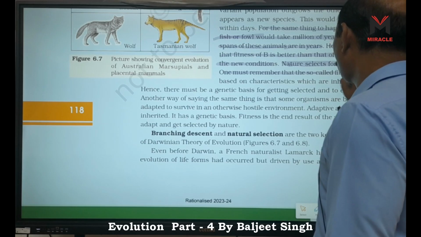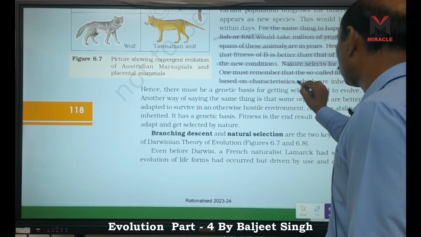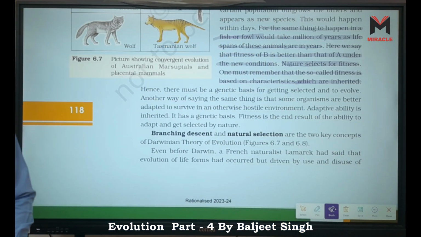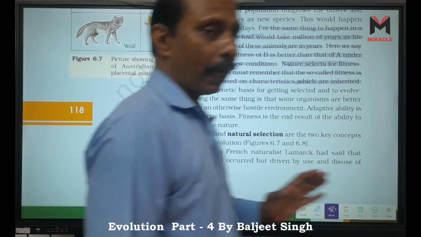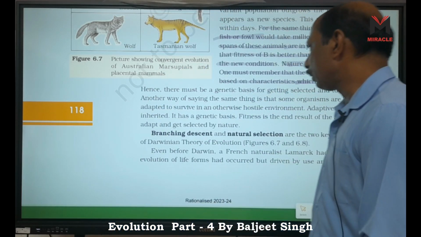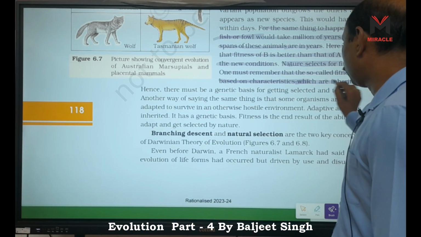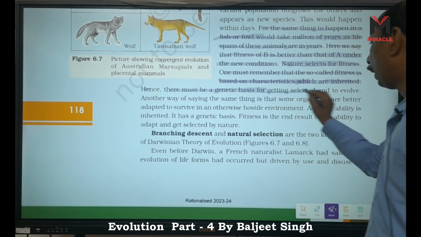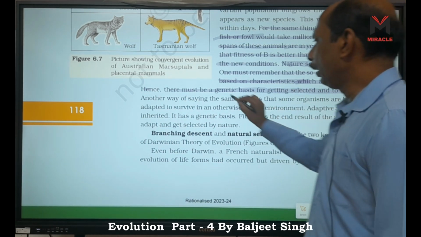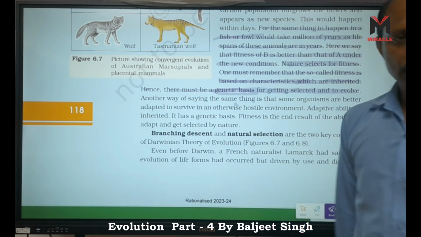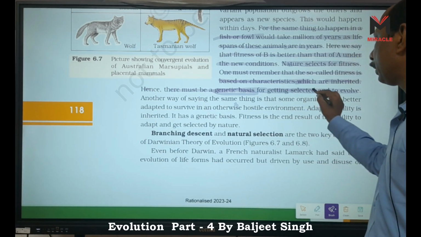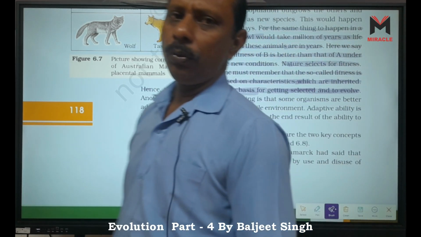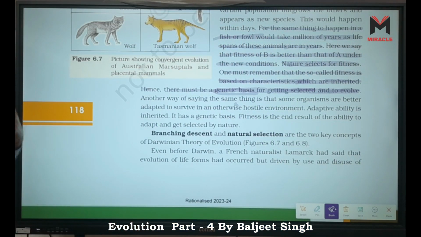One must remember that so-called fitness is based on the characteristics which are inherited. Fitness means, mainly for Darwin, reproductive fitness, which means the characteristics which are inherited in new offspring and which are responsible for the adaptation. Simply you can say, hence there must be a genetic basis for getting selected and to evolve. What is that genetic basis? Genetic basis for getting selected by nature and then to evolve. Evolve means to form a new species or to survive.